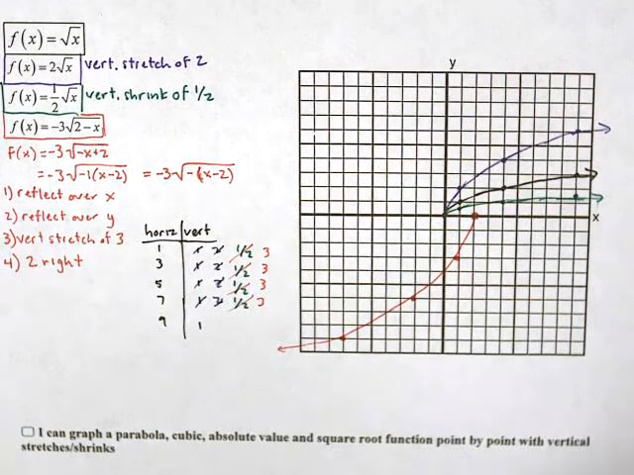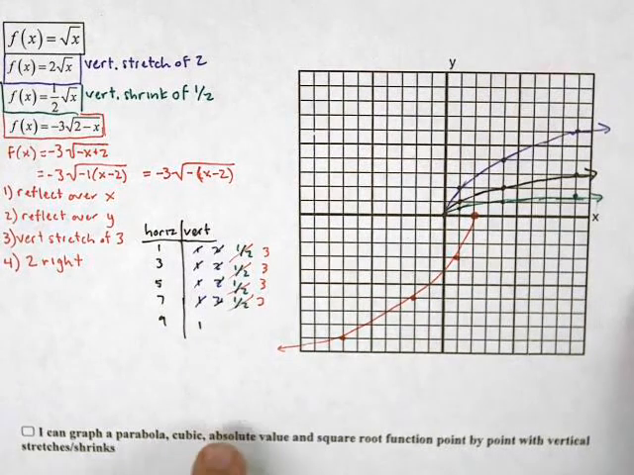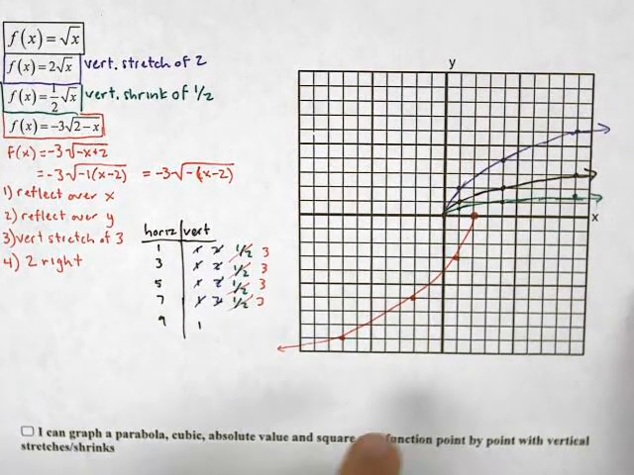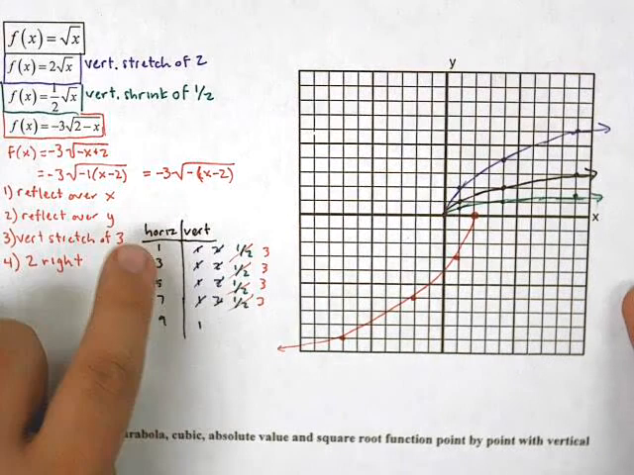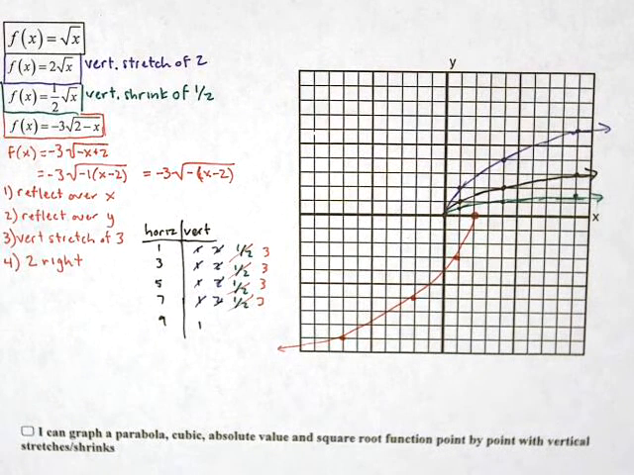All right, so again, what did we do today? We worked on graphing parabolas, cubics, absolute values, square root functions, point by point, right? We get point by point because of our growth patterns, but now we're incorporating vertical stretches and shrinks.